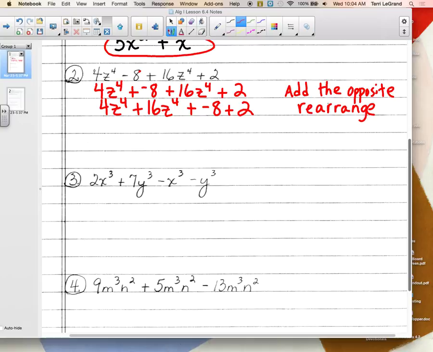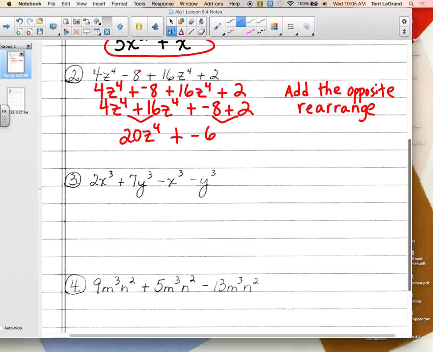So what do we have now? What can we do? Riley? 20z to the 4th. Okay, these can be added together, and we're going to get 20z to the fourth. Then we have our -8 that can be added to 2. That becomes -6. And then we can just clean it up, right?